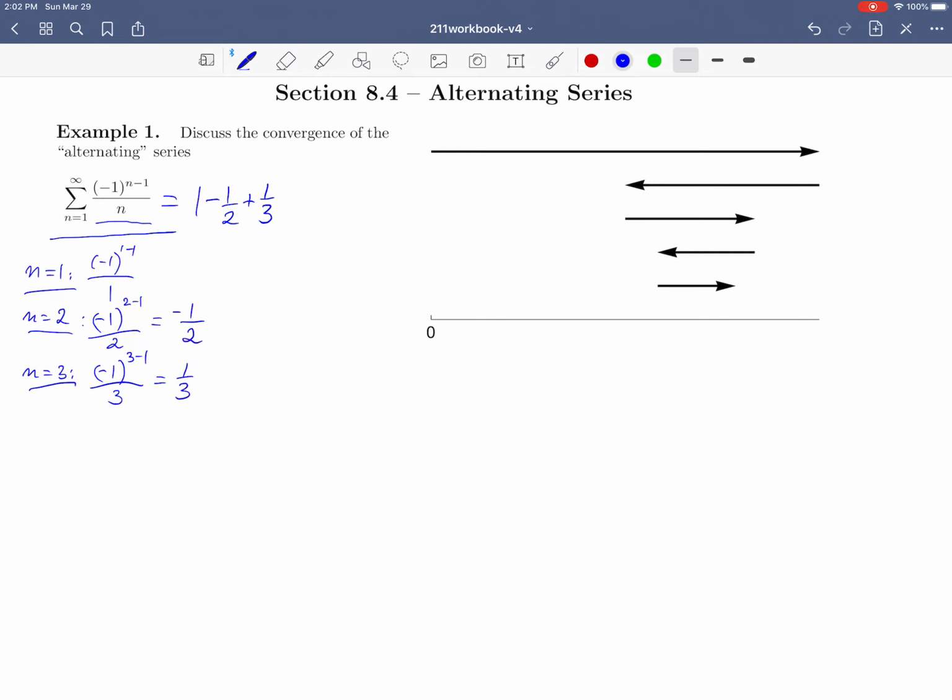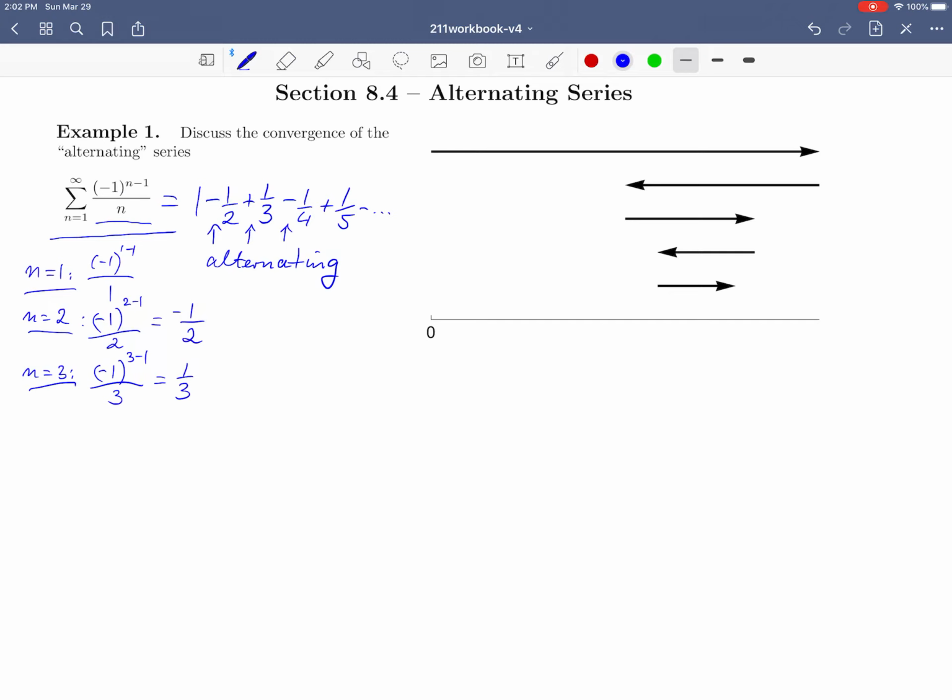If we kept going, you can see the pattern emerging. Looking at the nth term in our series, what is happening with that (-1)^(n-1) is that every other term changes sign. So it goes positive, negative, positive, negative. That's the effect that (-1)^(n-1) has. And the denominator is just whatever term we are at in our series. So we have 1 minus 1/2 plus 1/3 minus 1/4 plus 1/5, and we'd just be going on like that.